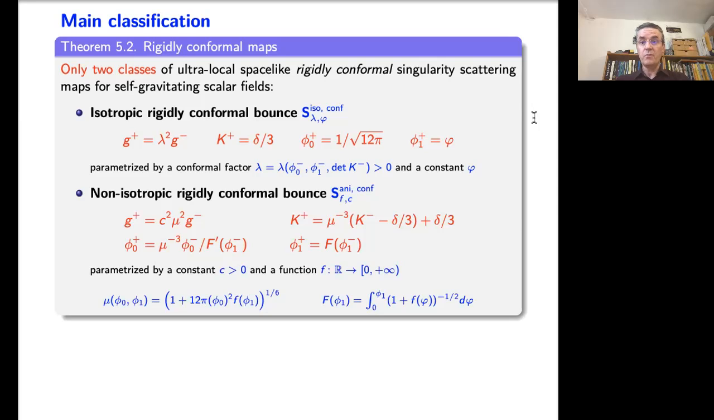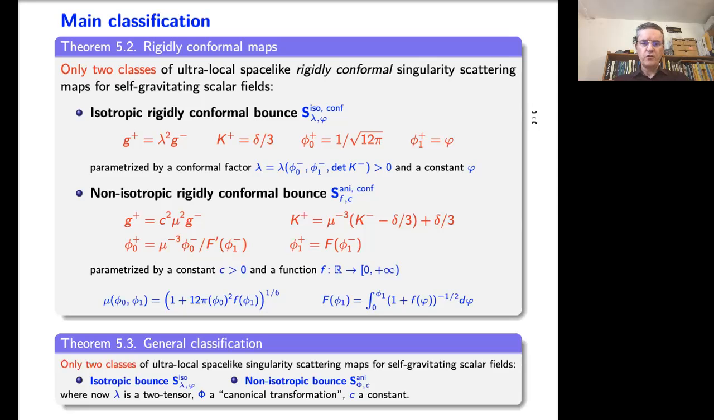So if you think of it, there are really, in principle, a lot of degrees of freedom, but we reduce all the degrees of freedom to only the knowledge of a constant, small c, and a single function of a real variable.